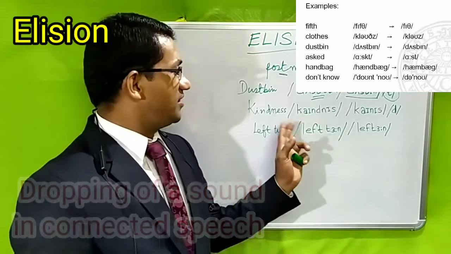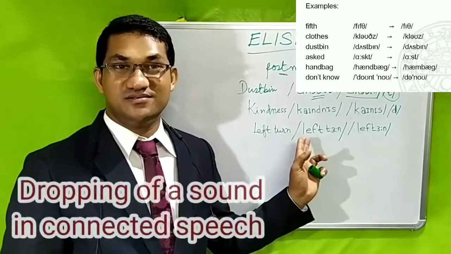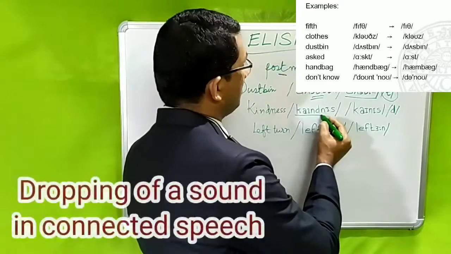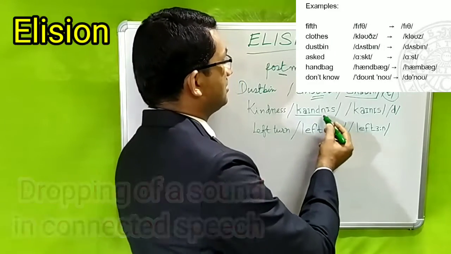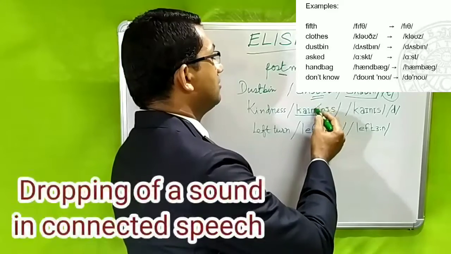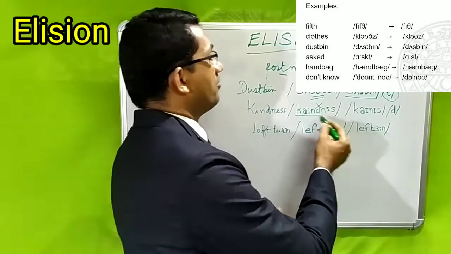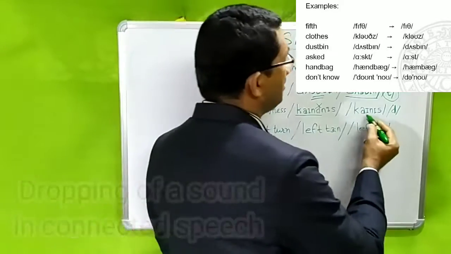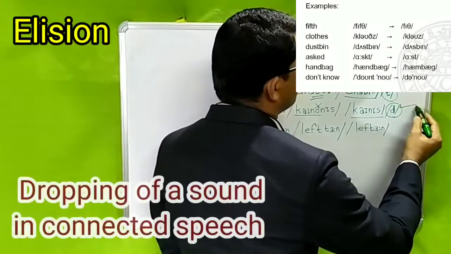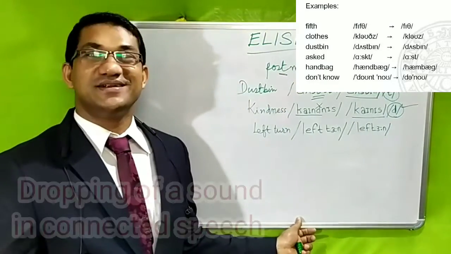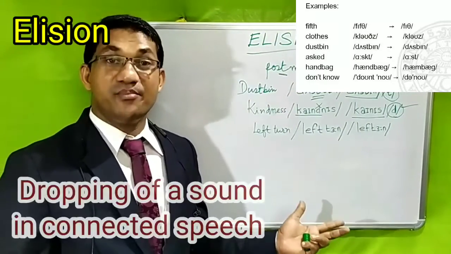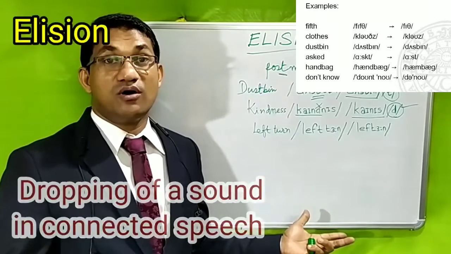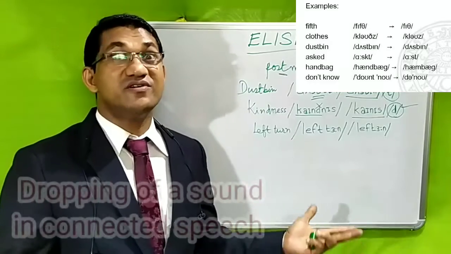Now let's look at another one. We have another word, kindness. We say kind, but in connected speech we are dropping the d, the alveolar d, and we say kindness. Okay, and this is another example. Let's look at how it can happen in compound words or phrases, or at other word boundaries.